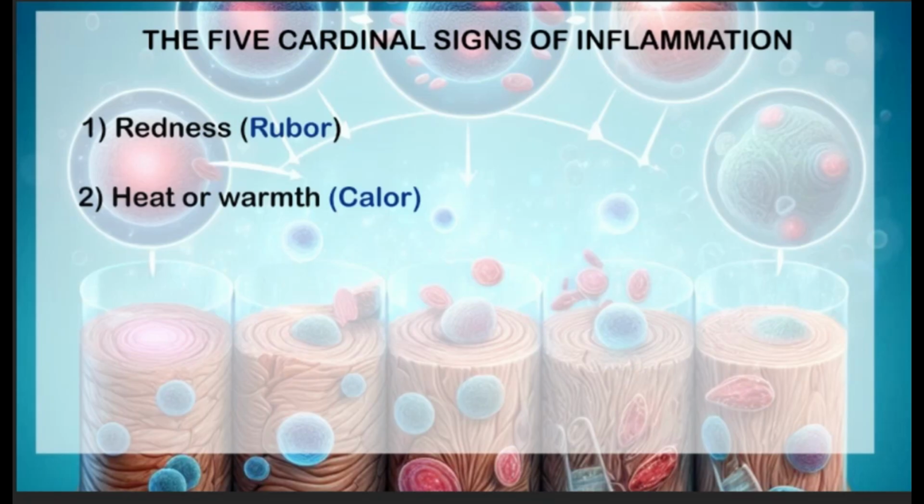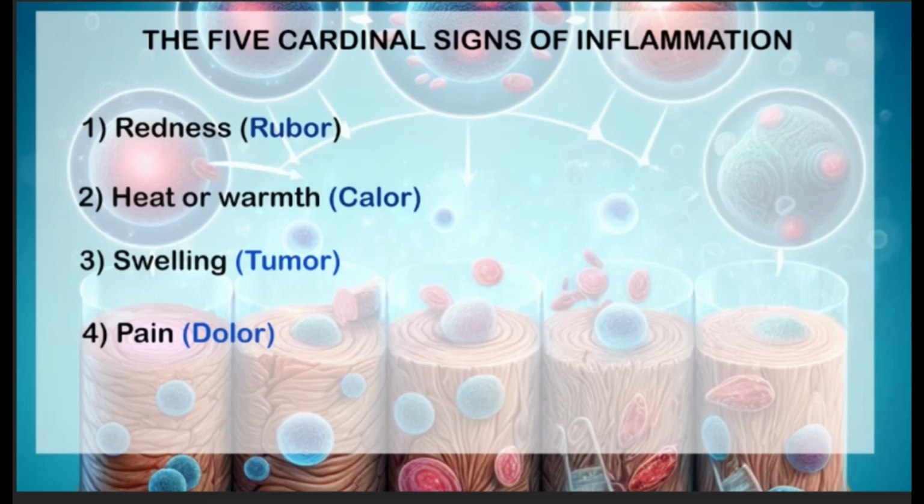Then the third cardinal sign is swelling, known as tumor. So fluid leaks into tissue spaces, causing swelling in the area. Then the fourth cardinal sign is pain, known as dolor. Now nerve endings are stimulated, which causes pain in the area. Now, the last cardinal sign of inflammation, as described by Virchow in the 19th century, is loss of function, which is also known as functio laesa, right? So movement is restricted to allow healing, right?